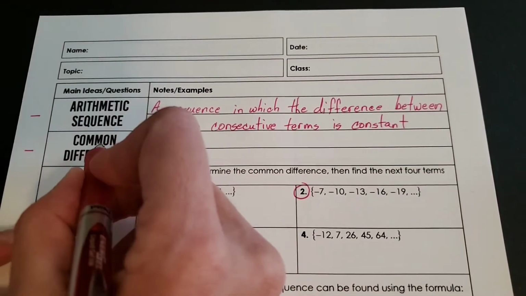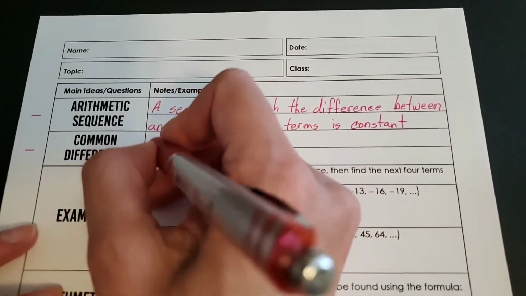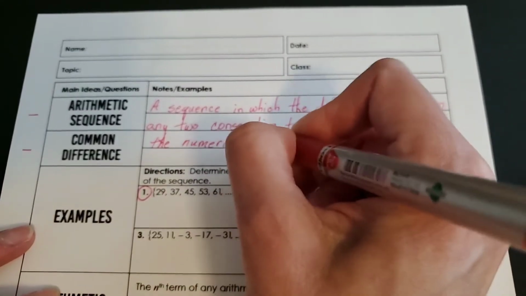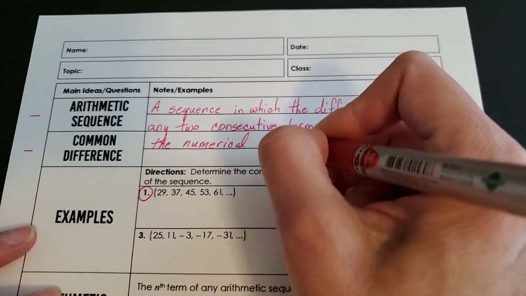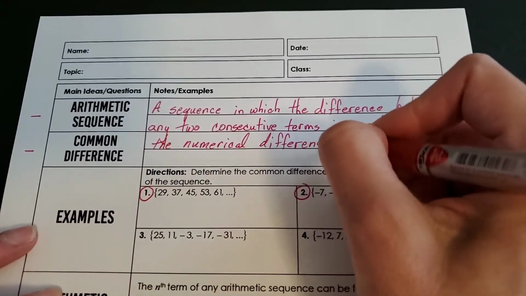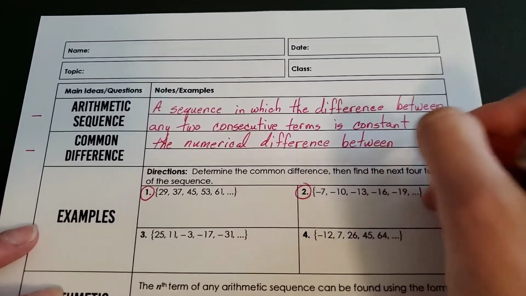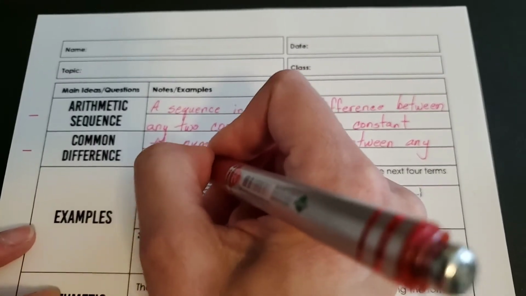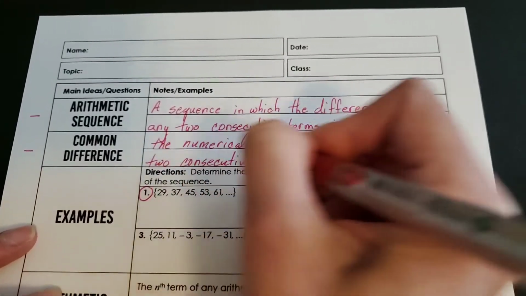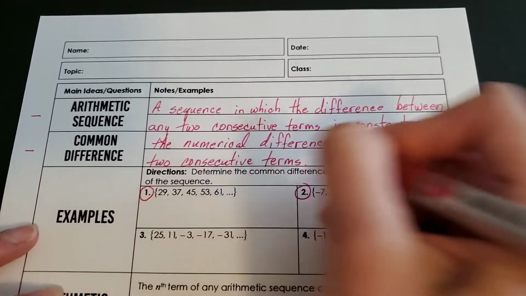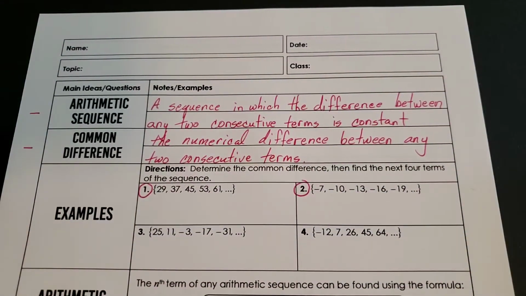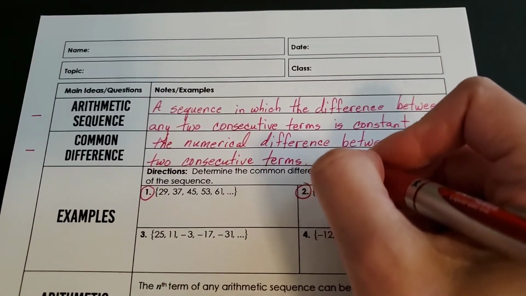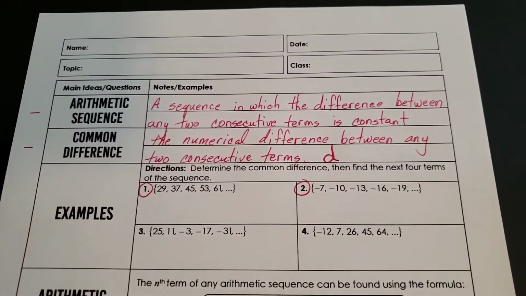So the common difference is what we call the numerical difference between any two consecutive terms. Now you want to make sure that those are actually consecutive terms to find that common difference. So we refer to that value as D. Isn't that nice? D for difference. So that's how we'll refer to it.